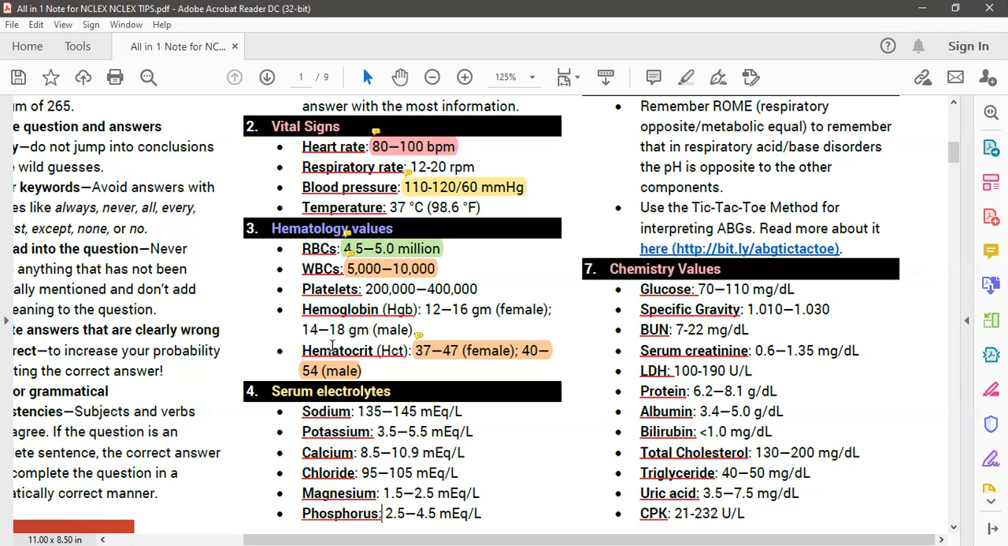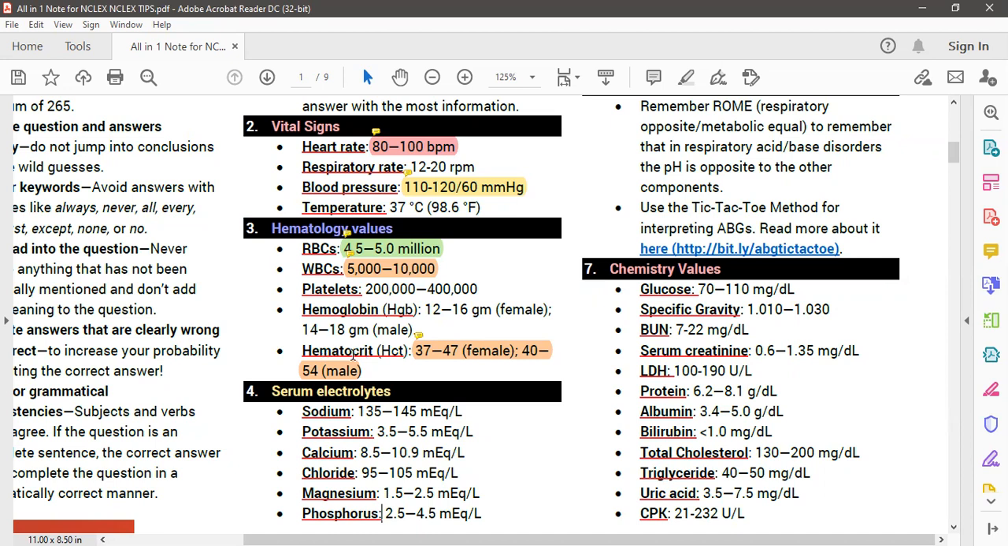Now let me talk about the hematocrit. Hematocrit is the ratio of the volume of packed red blood cells to the total blood volume. If the hematocrit is low, it means a decrease in oxygen capacity or overhydration.